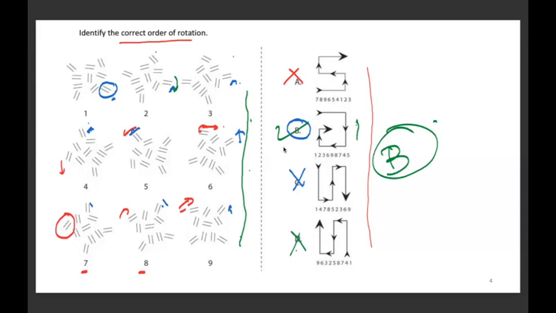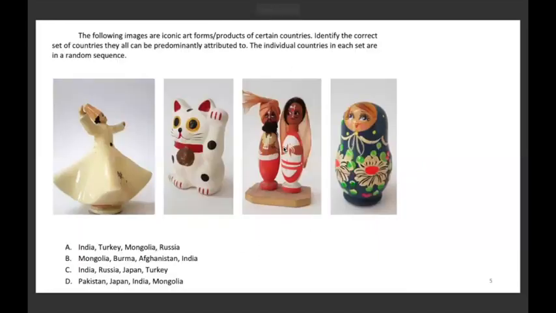Okay, we'll move to the next one. The following images are iconic art forms or products of certain countries. You have to identify the correct set of countries to which you can predominantly attribute these art forms. Here the individual country sets are in random sequence. Option में ऐसा जरूरी नहीं है कि ये ऐसे फैला इंडिया है तो ये इंडिया होना चाहिए. They can be randomly organized.